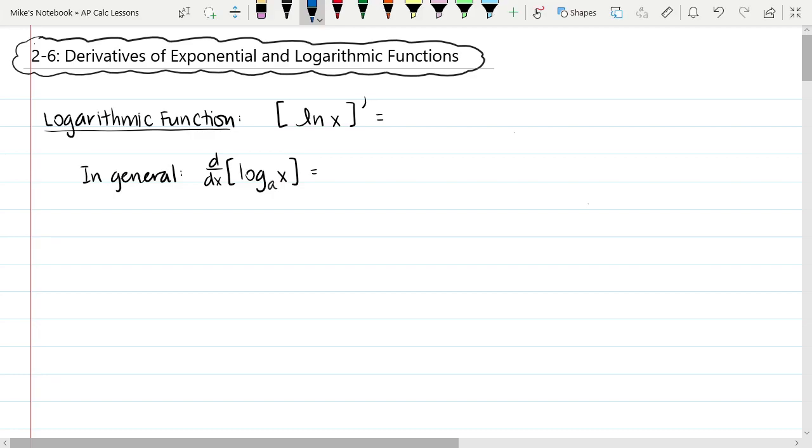All right, welcome to lesson 2-6. Today we're looking at the derivatives of exponential and logarithmic functions. So this lesson is really going to be split up into two different parts. First, we're going to start on logarithmic functions, and then we'll move on to exponential functions.